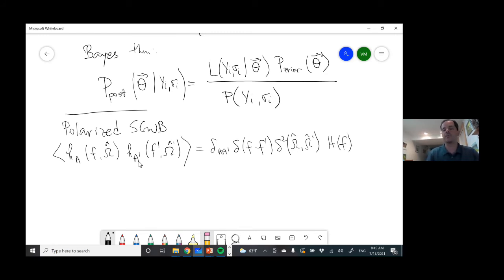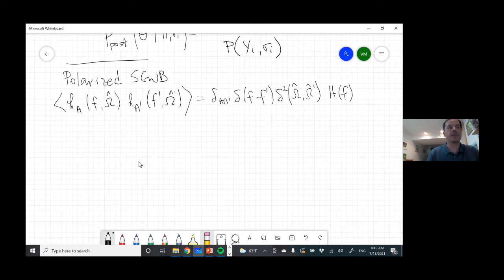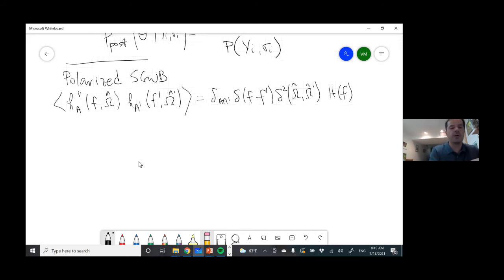That was the assumption for an isotropic and unpolarized background. Now we can extend or modify this assumption. We can modify this assumption for a polarized background. So I will write it down. Instead of plus and cross, we now have to specify right or left polarization.